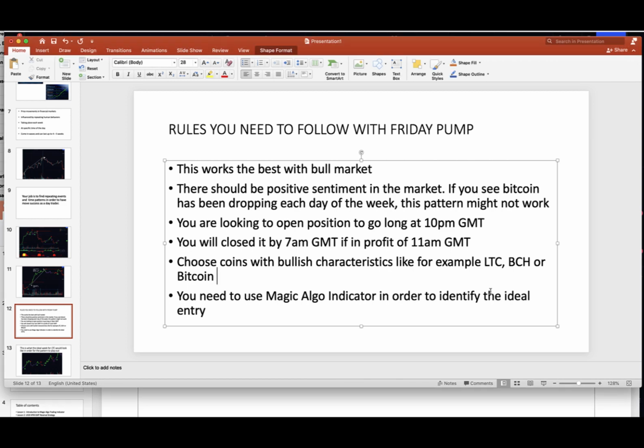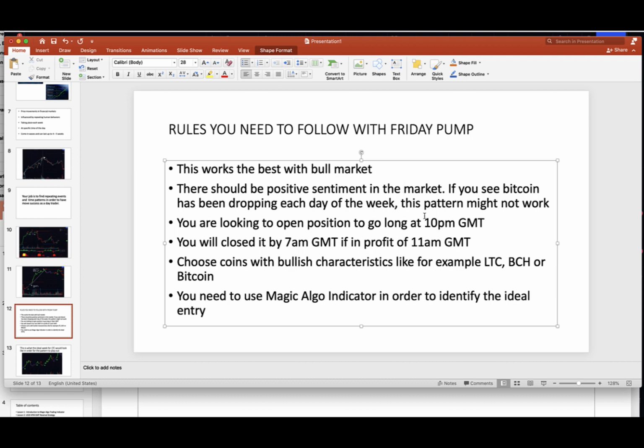What are the rules to follow with Friday pump strategy? Okay, so I have observed that actually it works the best in bull markets. Like last week, it was working amazing. The week before as well, a couple of weeks ago as well, because it was very clear that we were going up. We were in an uptrend.